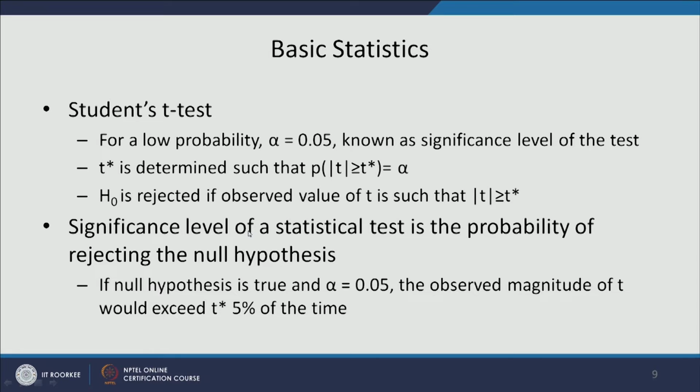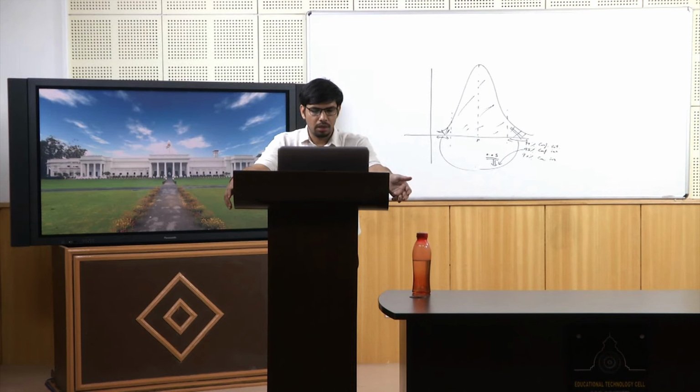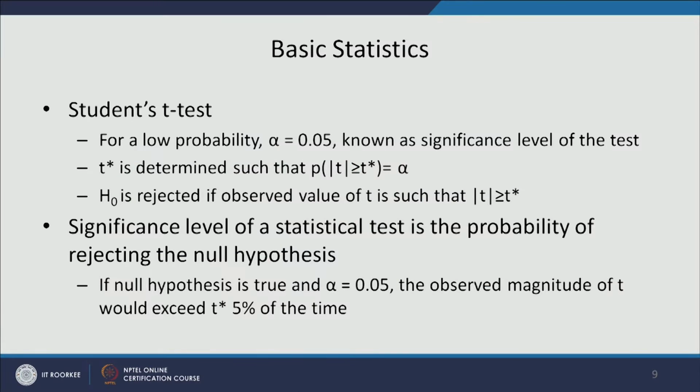Now, the significance level of a statistical test is the probability of rejecting the null hypothesis. For example, in this particular case we assume that alpha is 0.05. So, if the null hypothesis is true and alpha is 0.05, then the observed magnitude of t would actually exceed t asterisk 5% of the time.